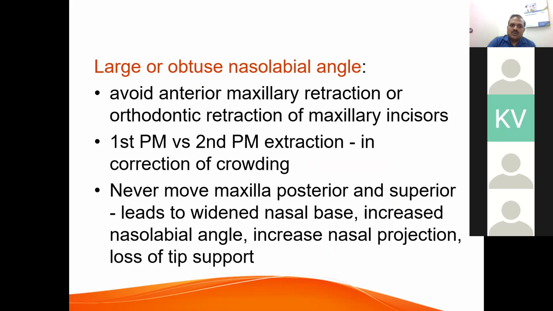And when the nose has a large, obtuse nasolabial angle, a decision can be made whether to align the anteriors, whether first premolar extraction and retraction is required, or second premolar extraction to correct the anterior crowding. Because when you retract the anteriors, it will further aggravate the problem and make it more obtuse.